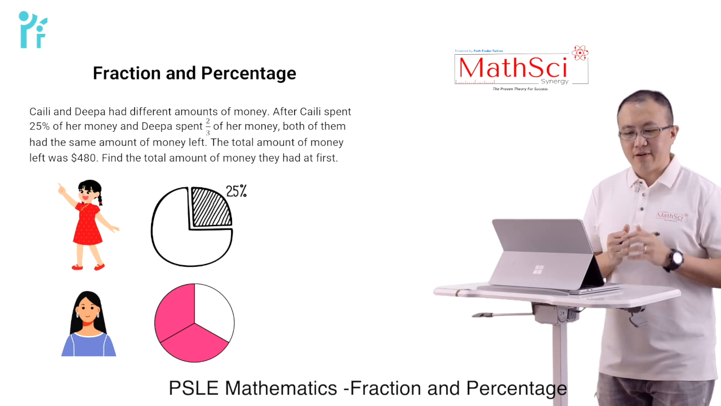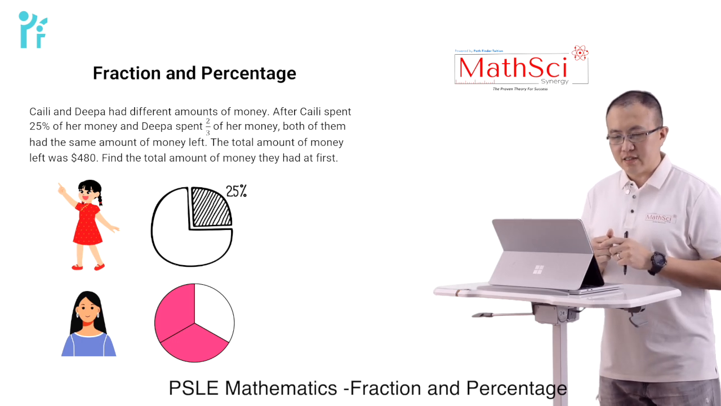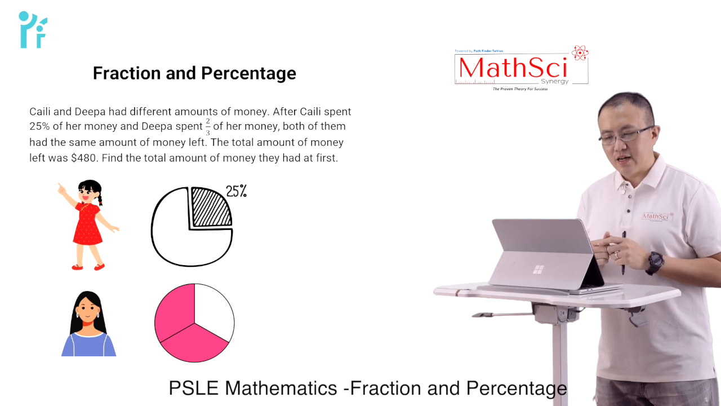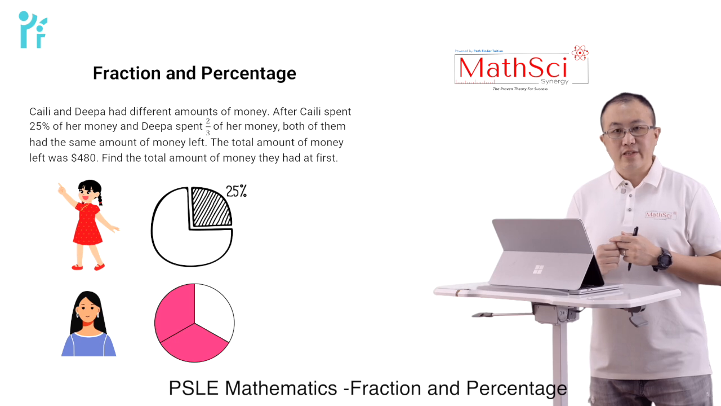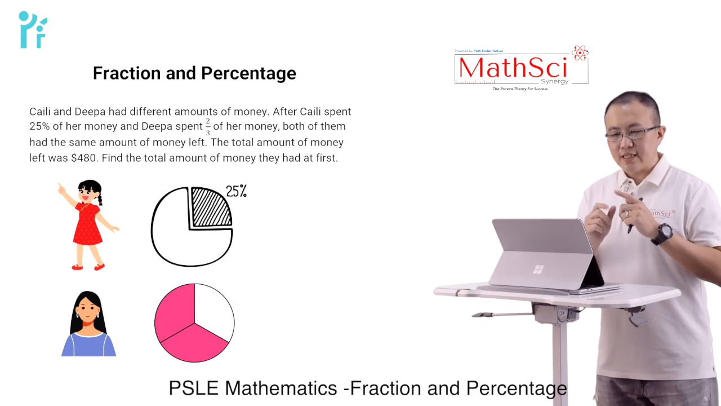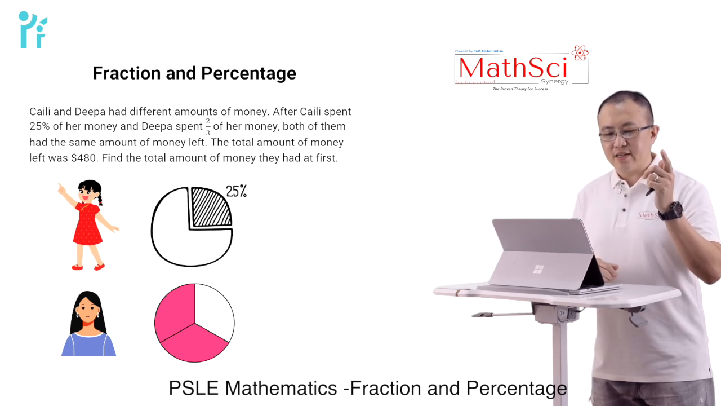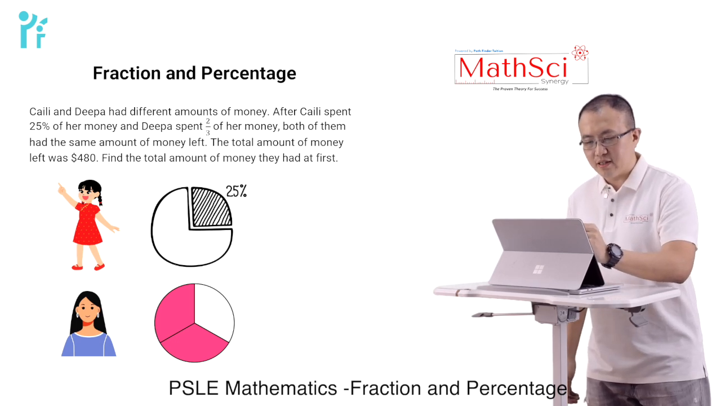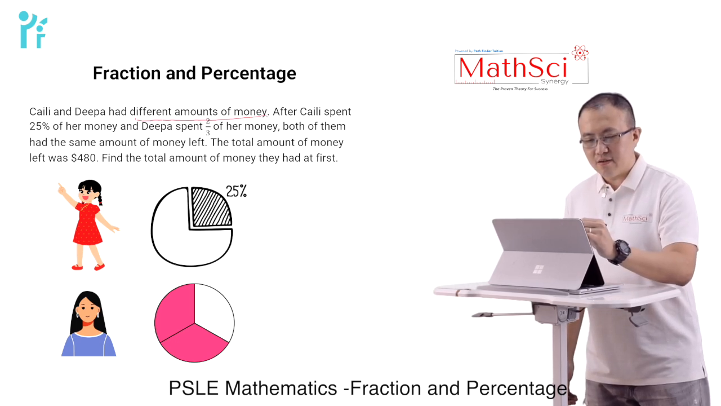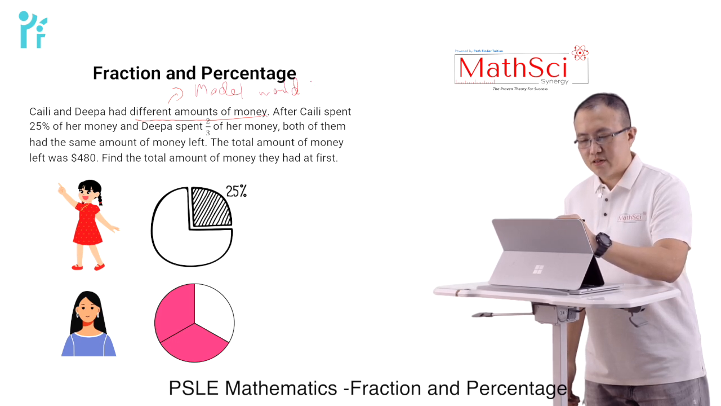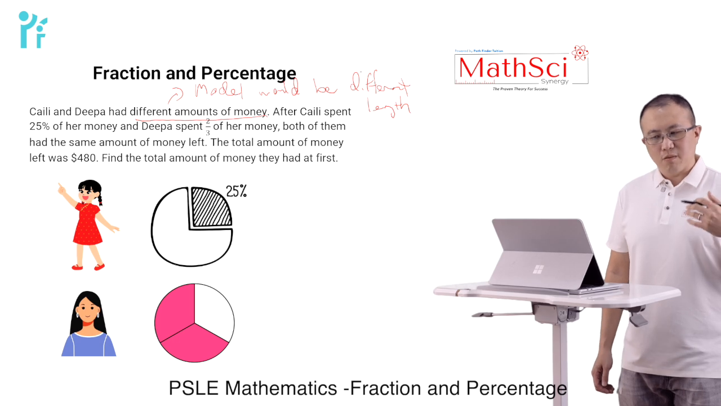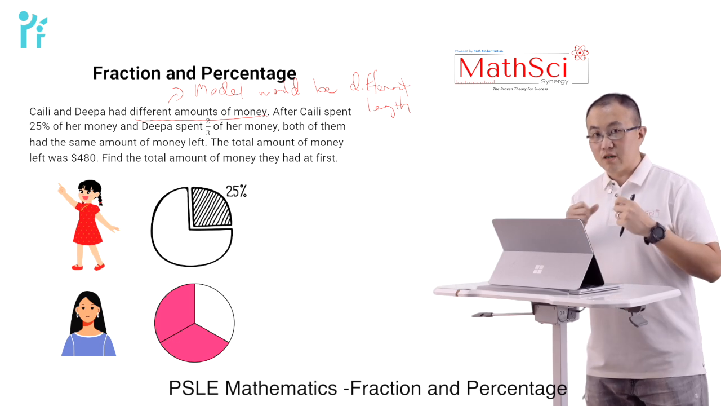In this question, we have two persons, Cai Li and Deepa. They have different amounts of money. After Cai Li spent 25% of her money and Deepa spent 2/3 of her money, both of them had the same money left. In terms of model drawing, Cai Li and Deepa having different amounts of money would simply mean that the models would be of different lengths. Of course, at the end of the day, it depends on who has more money. Then the one with more money should have a longer bar model.